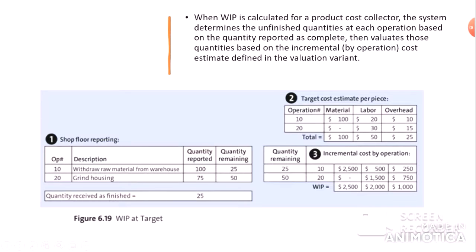Shop floor reporting, operation 10 and 20. Withdraw raw material from warehouse: 100, quantity remaining 25. We have used the material 75. Now we have only used 75 and it is 50. Quantity received as finished is 25. Target cost estimate per piece. Operation 10, material $100, labor $20.